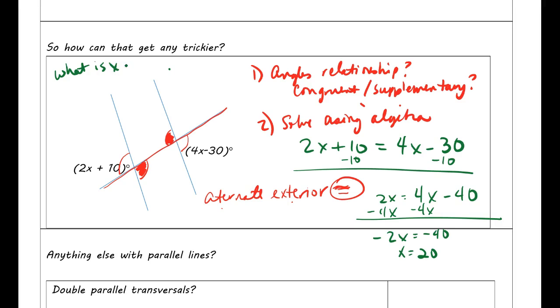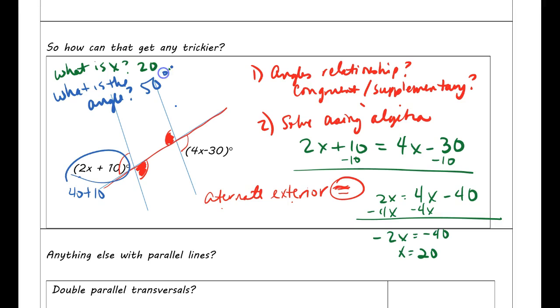And if they did, then you could say 20. If, however, they say what is the angle, what would you have to do? Well, now you've got to take that 20 and plug it in and get the angle. So 2 times 20 is 40, and then 40 plus 10 is 50. How big is that angle? Well, it better be 50 because we said they're supposed to match.